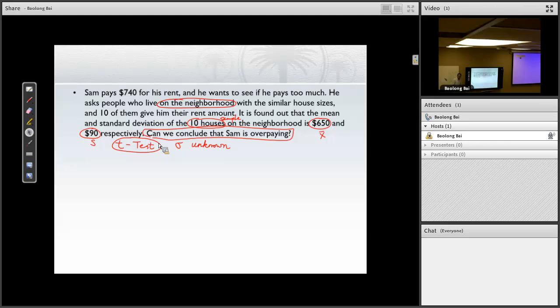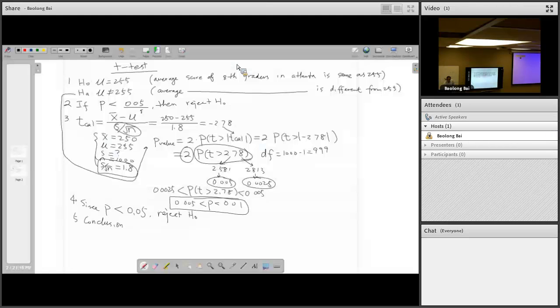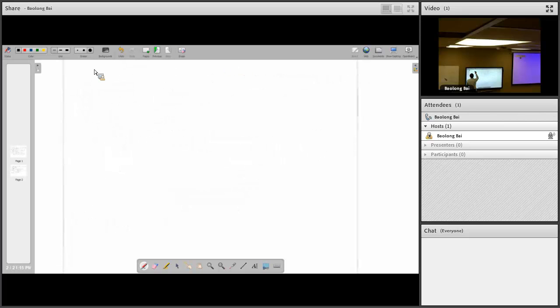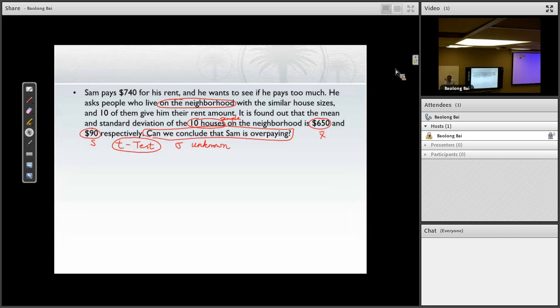Then this should be a t-test, right? Right. So then, let's work on this. So we know we need to do a t-test. Then all hypothesis tests will go through the 5-step process. First step, stating hypothesis. Then the claim we're evaluating is Sam is overpaid. Overpaying compared to everyone else in the neighborhood, right?